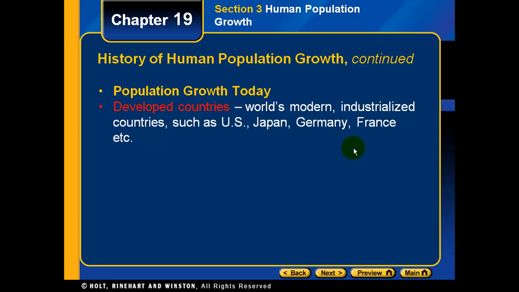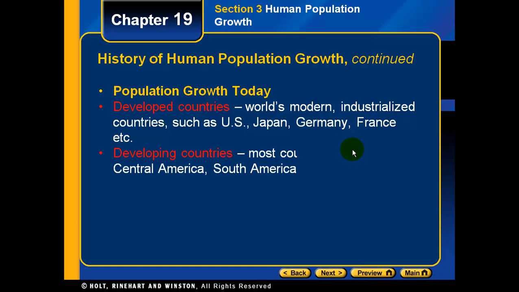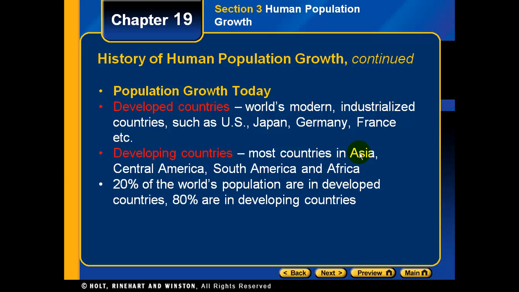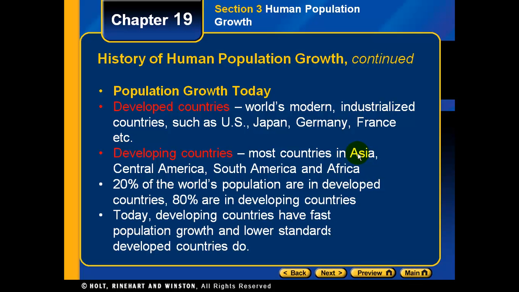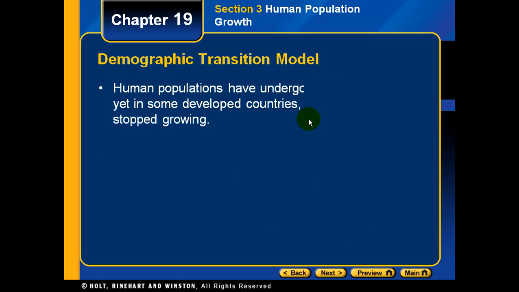Population growth today. Developed countries are the world's modern industrialized countries such as the United States, Japan, Germany, and France. Developing countries are most countries in Asia, Central America, South America, and Africa. 20% of the world's population are in developed countries. 80% of the population are in developing countries. Today, developing countries have faster human population growth and lower standards of living than developed countries do.